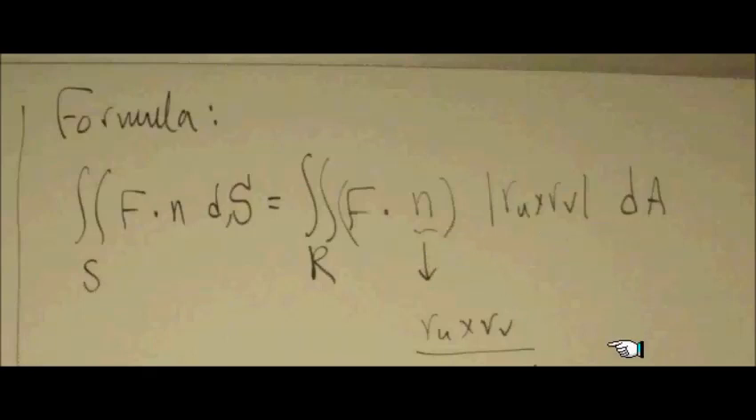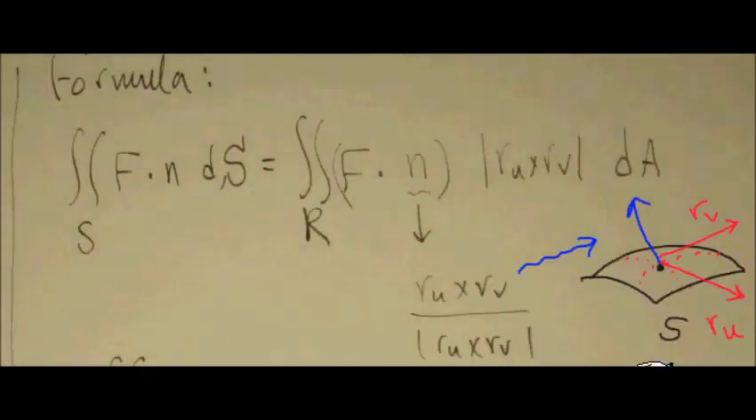And what about this n? Using this parameterization, we can replace it with this cross product. I added a picture here. This is surface S, and at one point, if you parameterize it, it introduces a U curve and a V curve. The partial derivatives of the parameterization correspond to velocity vectors along the U curve and the V curve.